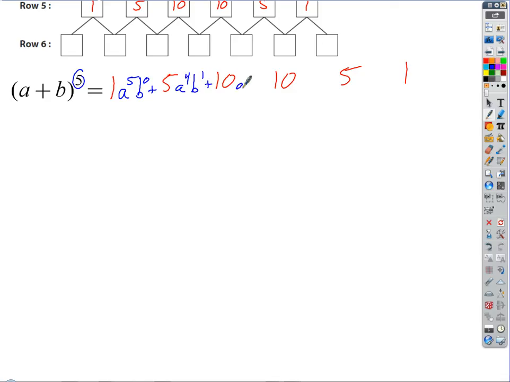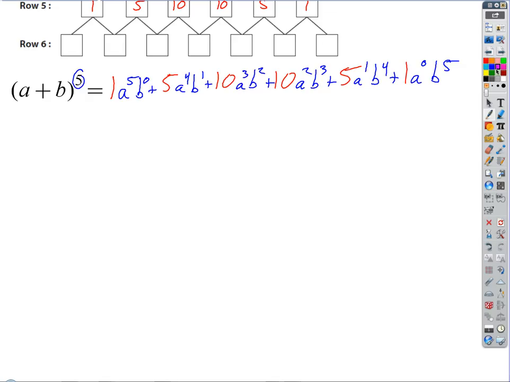Plus 10, A cubed, B squared, and so on, right? 10, now the A goes down to the 2, B goes up to the 3, A goes down to the 1, B goes up to the 4, and then finally we get A to the 0, B to the 5th, but we can make that a lot simpler.